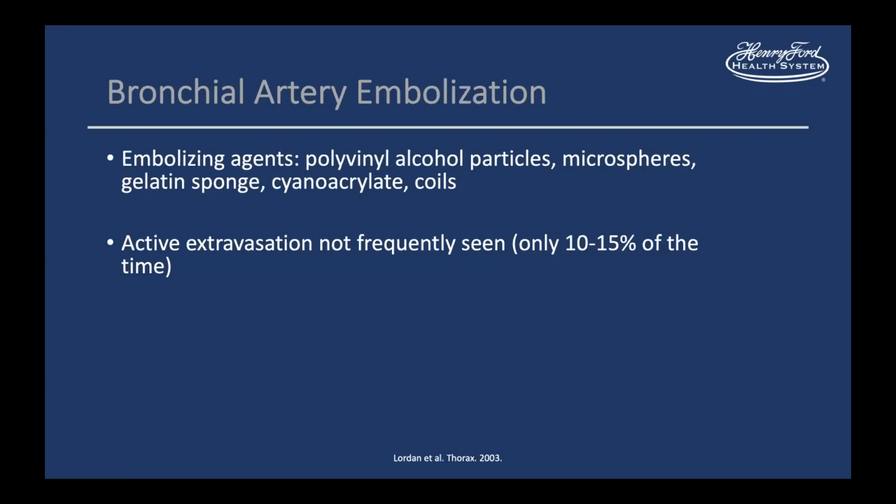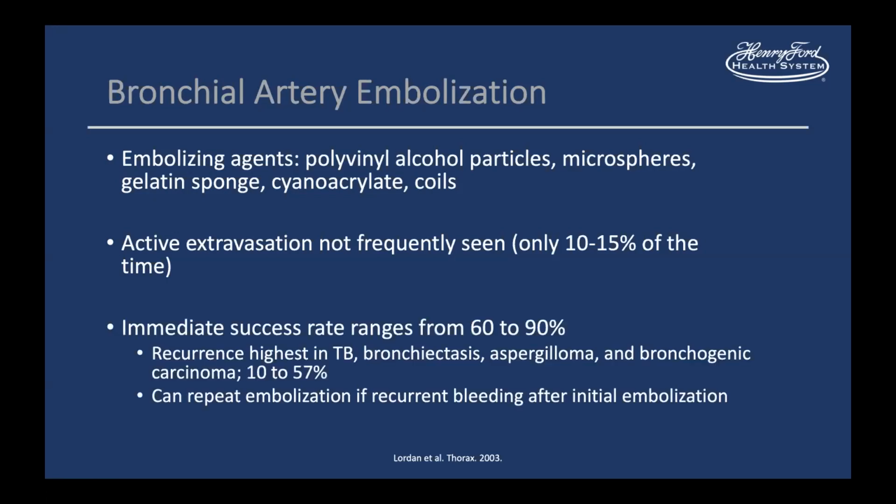This is obviously done by the interventional radiologist. Over the years, they used a number of different embolizing agents, including coils, glue, gelatin sponge. Currently, the polyvinyl alcohol particles is probably the most commonly used. Active extravasation is actually only seen in 10 to 15% of the patients. So, utilizing CT and sometimes even bronchoscopy to localize the bleeding sources is really crucial to good outcomes for these patients. And the immediate success range is pretty good, 60-90%.